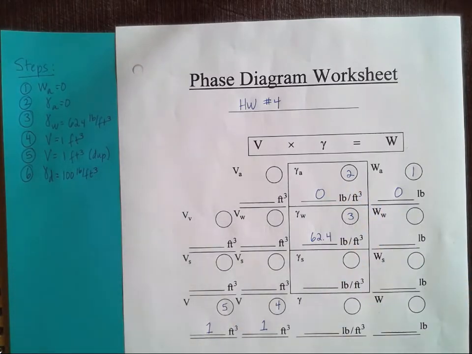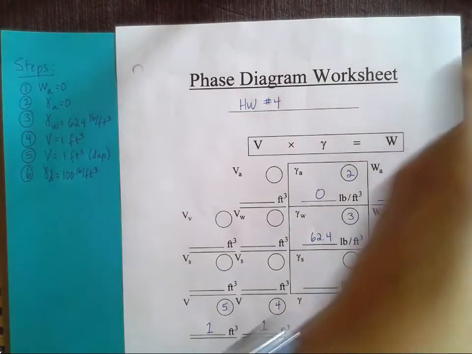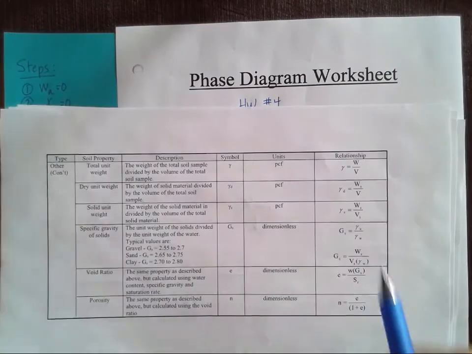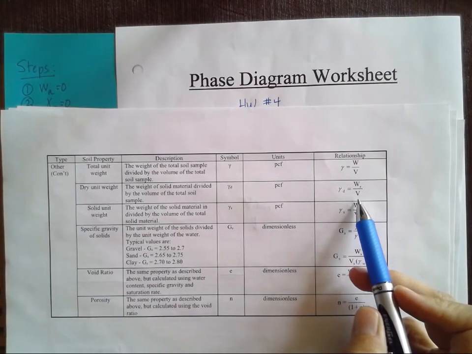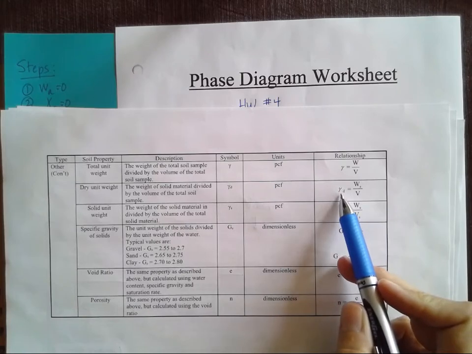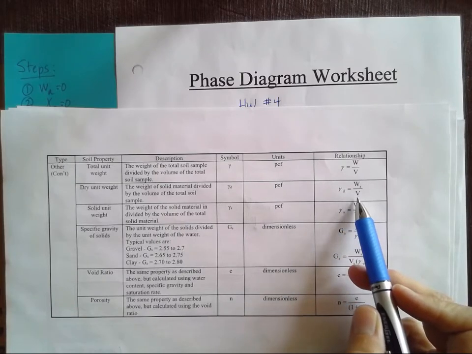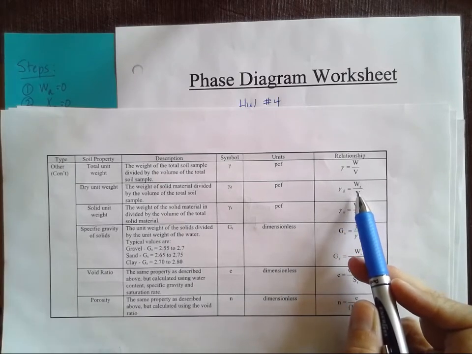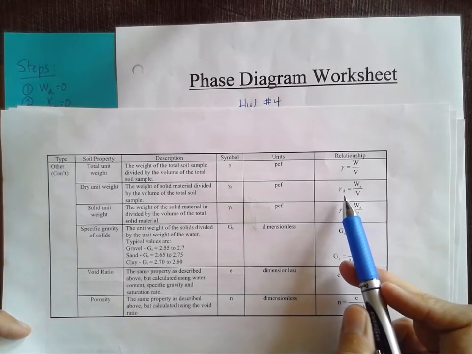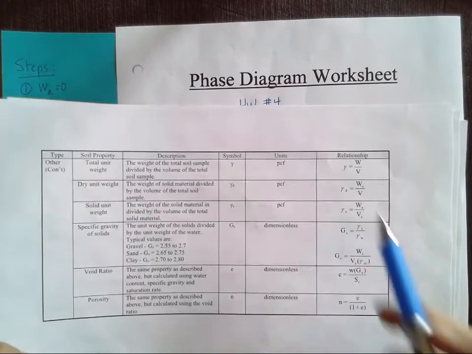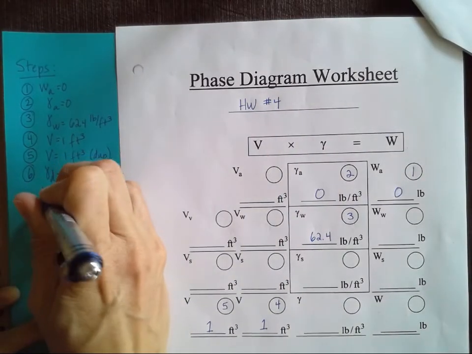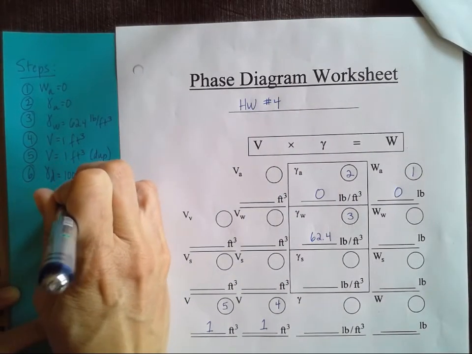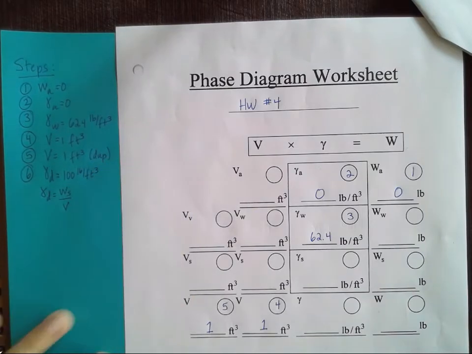But if I look at that relationship from the table, I do know that gamma D is equal to the weight of the solids over the total volume. So I know gamma D and I know the total volume, so I can find the weight of the solids. So let's go ahead and do that algebra. Gamma D equals weight of the solids over the total volume. So I'm going to write that down.